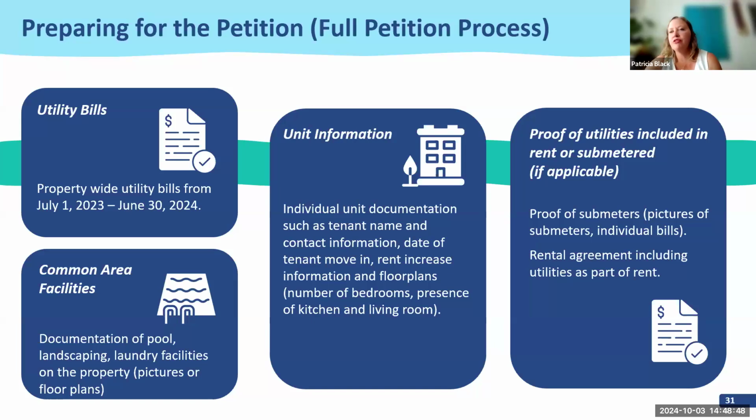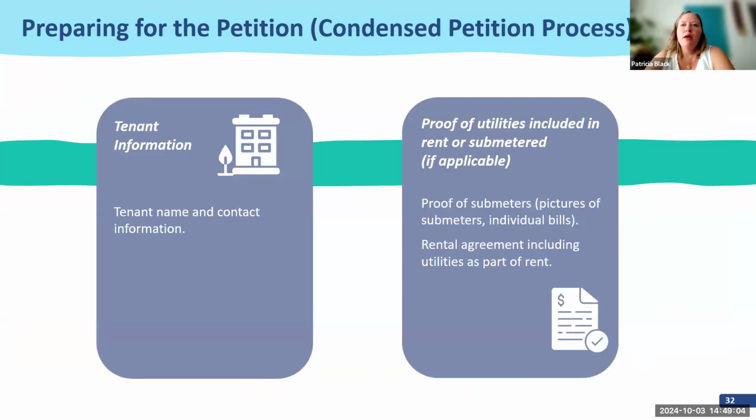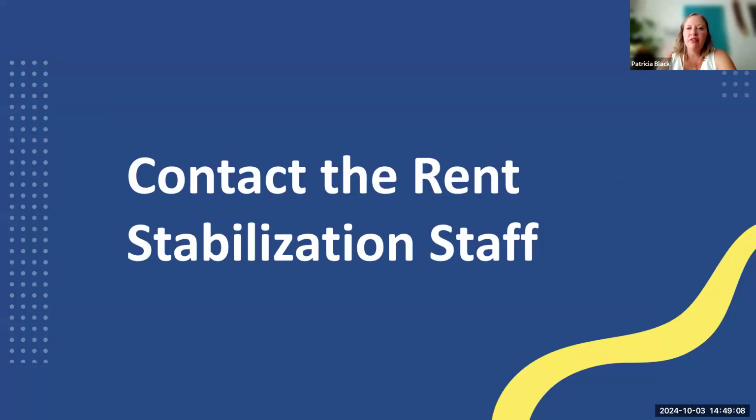And then proof of utilities, if they're included in rent or if your property is submetered. Pictures of the submeters will work, and individual bills, and then an example of a rental agreement that includes utilities as part of rent are acceptable. And then that's it for this workshop.